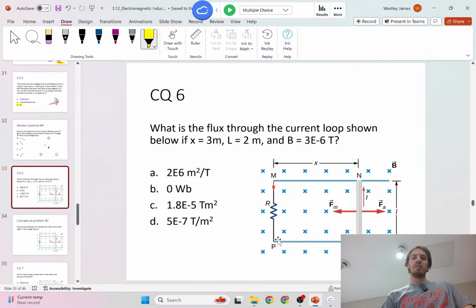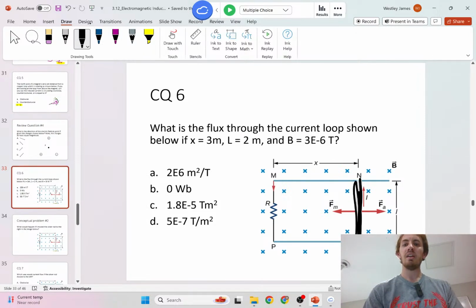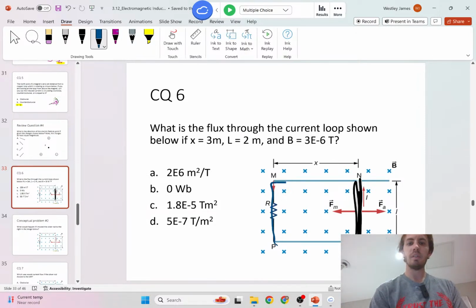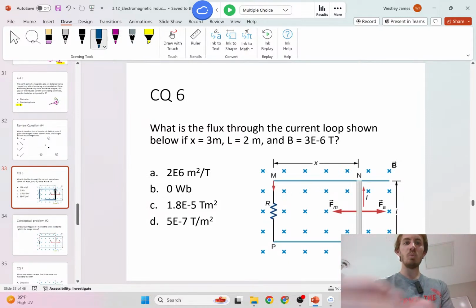So, this question, again, I'll read through it and clarify what's going on before I send it to you to start thinking about. What is the flux through the current loop shown below? What am I referring to here? So what I have here is a rod, and we've already seen this, and I have a wire. And this rod can slide on the wire to make the loop bigger or smaller. All I am asking you for right now is what is the flux through this loop? This is my loop at this time.